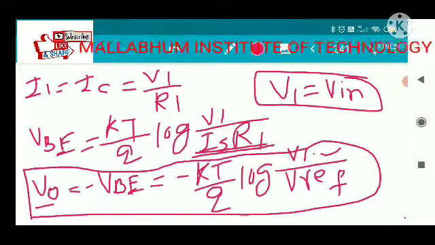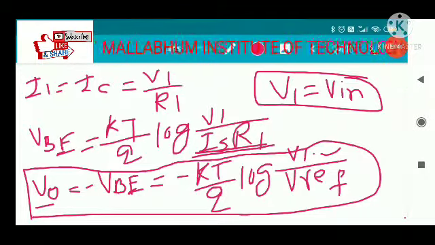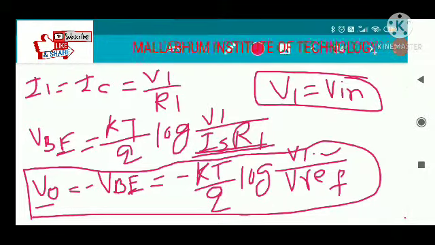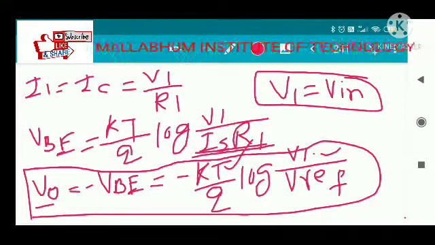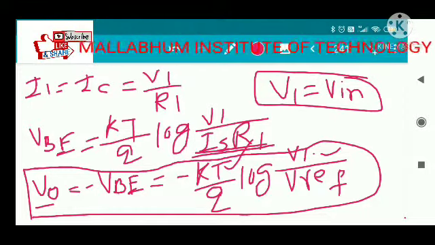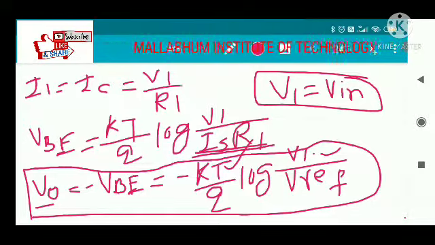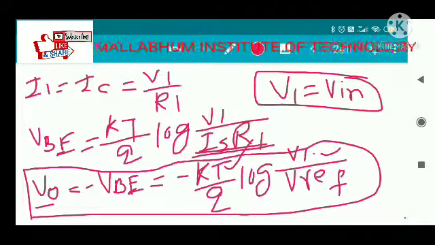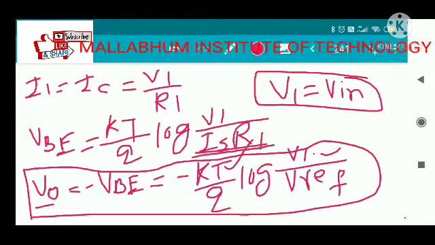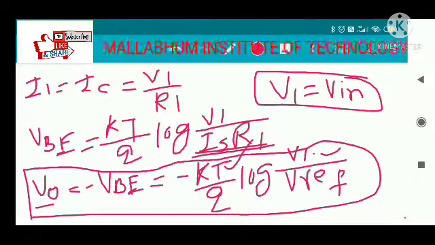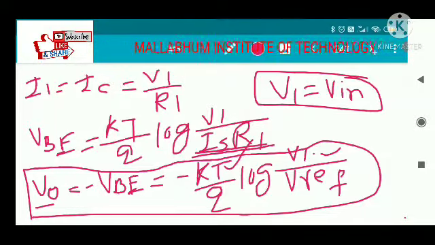There are some disadvantages of this circuit. First disadvantage: the output voltage depends on the temperature. You can see the temperature term here. The reverse saturation current, the emitter saturation current, varies from one transistor to another in its magnitude, so it depends on the temperature. Therefore the temperature affects the amplifier performance, and the accuracy of this effect can be reduced by temperature compensation.